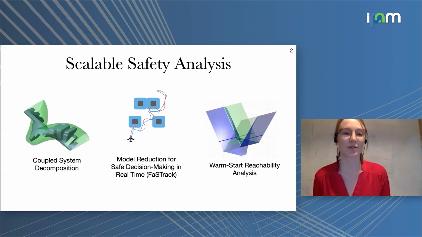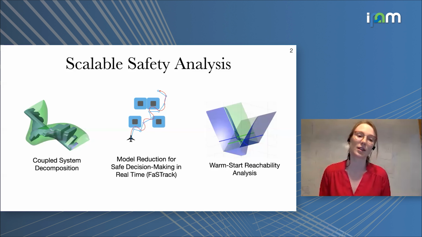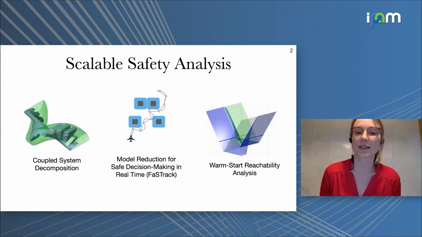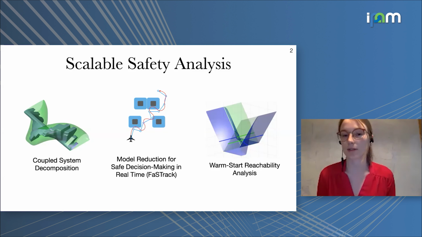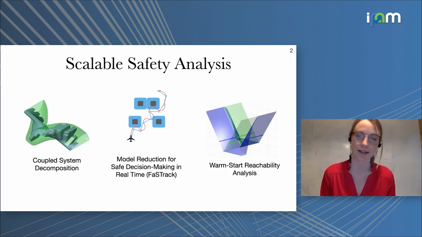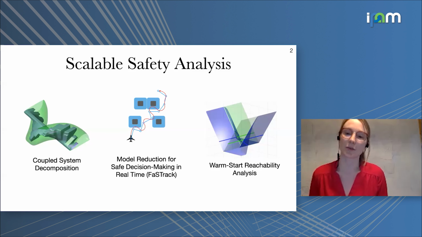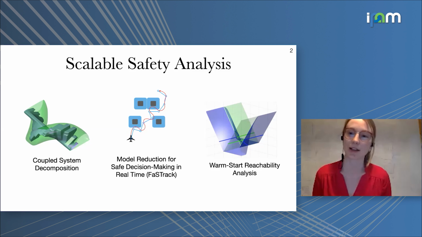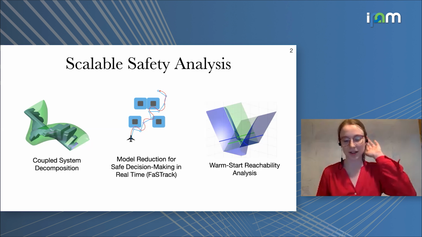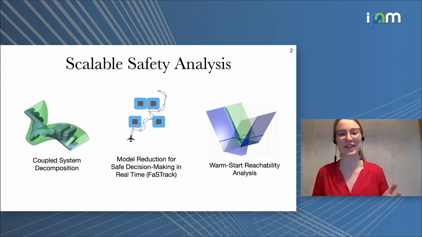The first is how to do system decomposition for coupled systems, coupled nonlinear general systems. The second is discussing doing model reduction for safe decision making in real time for autonomous systems. And this is using this FaSTrack framework for fast and safe tracking. And then finally, I'll get into some of the recent work on warm start reachability analysis that we've been doing.